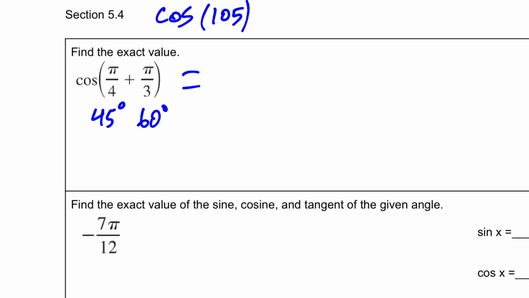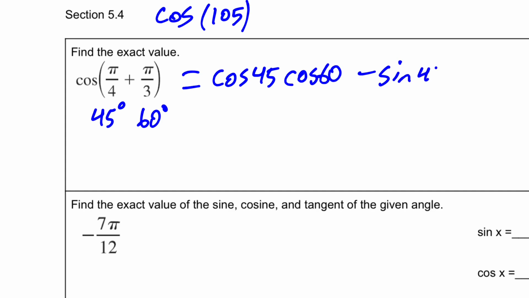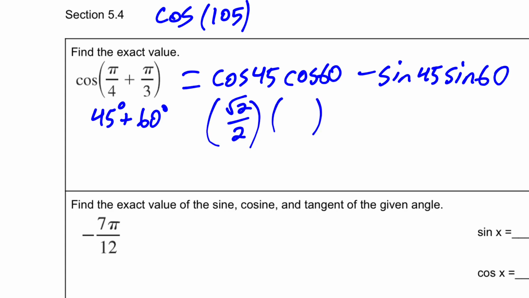And then we use this difference of sums formula, which tells us that the cosine of 45 times the cosine of 60 minus the sine of 45 times the sine of 60 is equal to the cosine of 45 plus 60. So we can solve these for their exact value, which comes in radicals. And let's use those parentheses just so we can avoid some mistakes there.